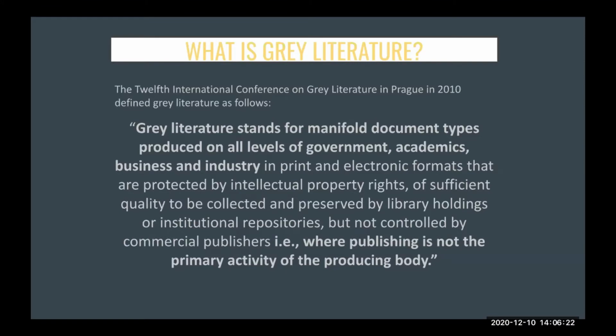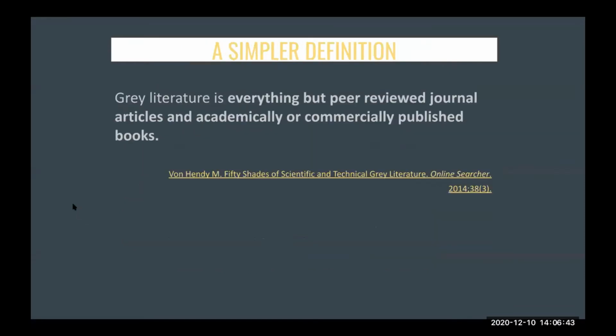So this can be across a bunch of different sectors like government, academia, business, and other industries. And I don't really like to think of this definition when I'm thinking about gray literature. So I wanted to present a simplified way that I like to think about it. And that is that gray literature is everything but peer-reviewed journal articles and academically or commercially published books. And as you can imagine, this encompasses a ton of literature from a lot of varied sources.